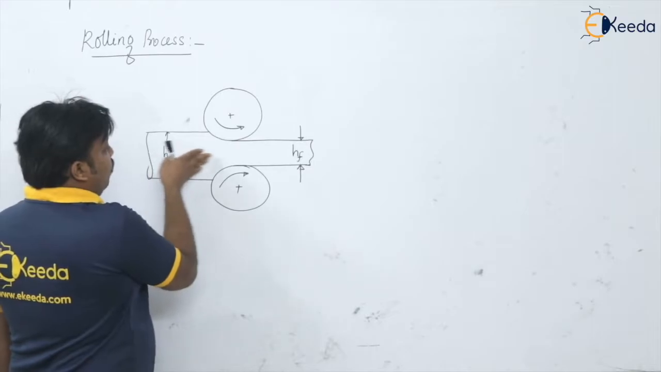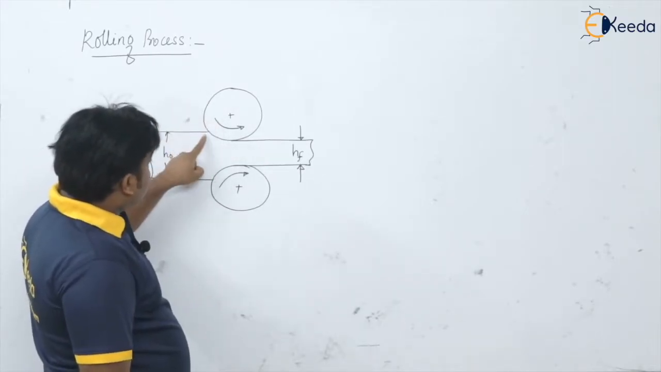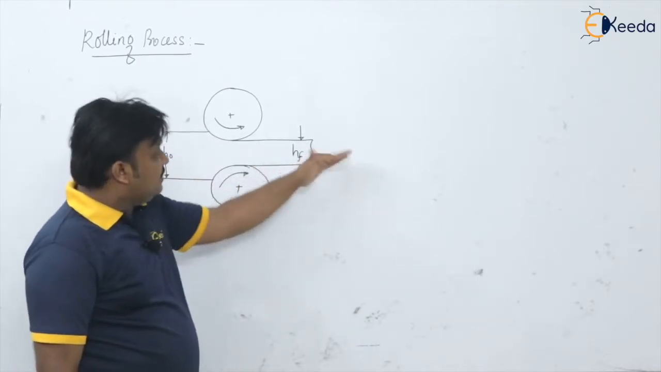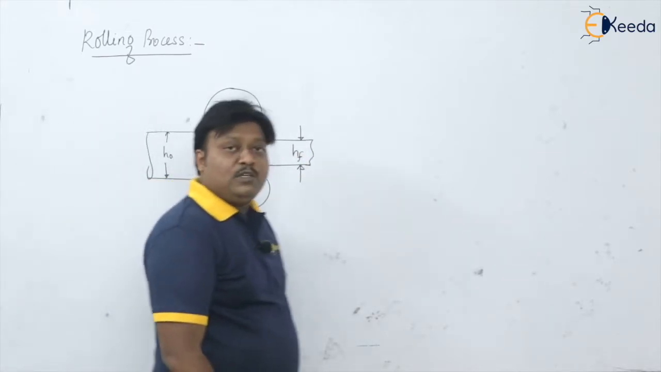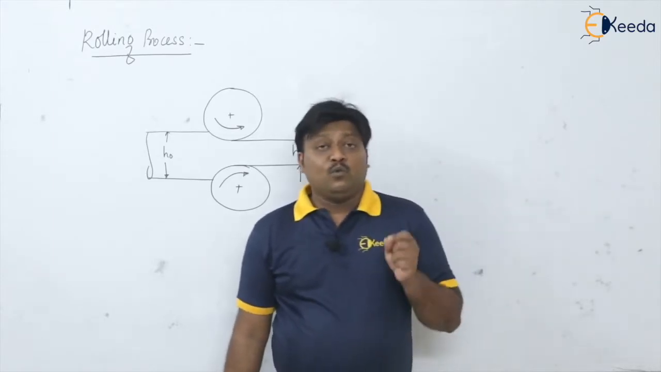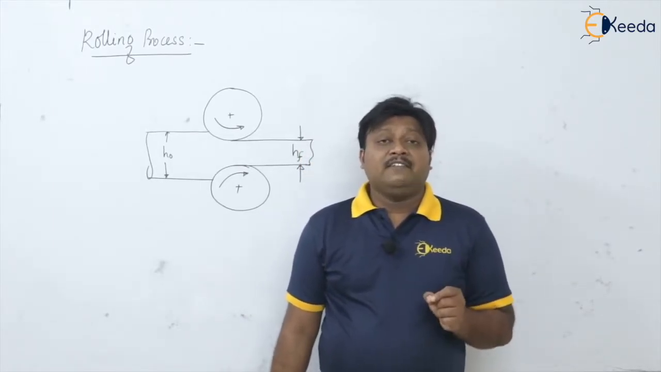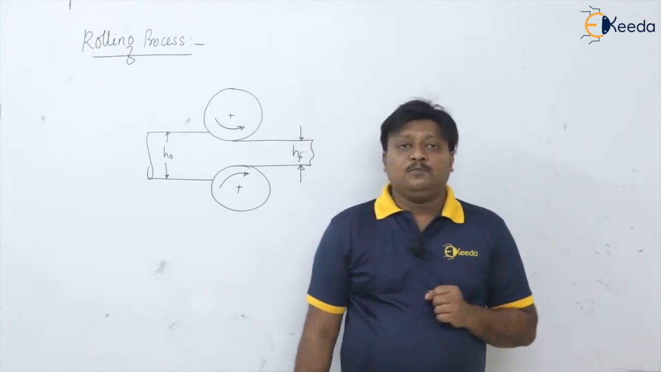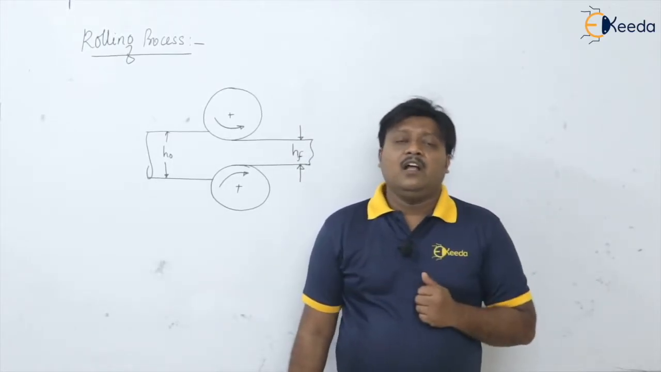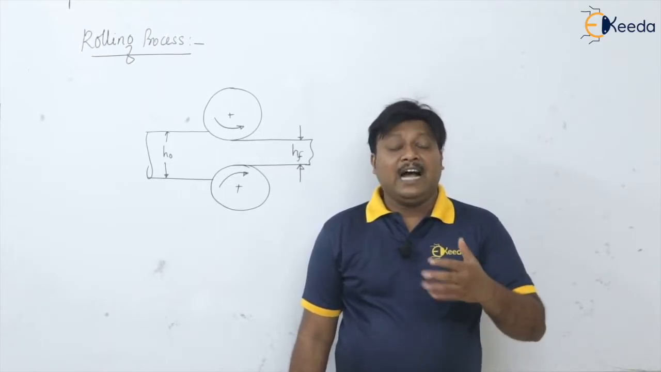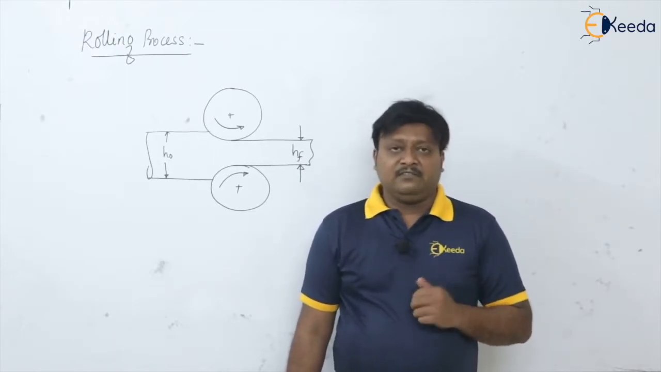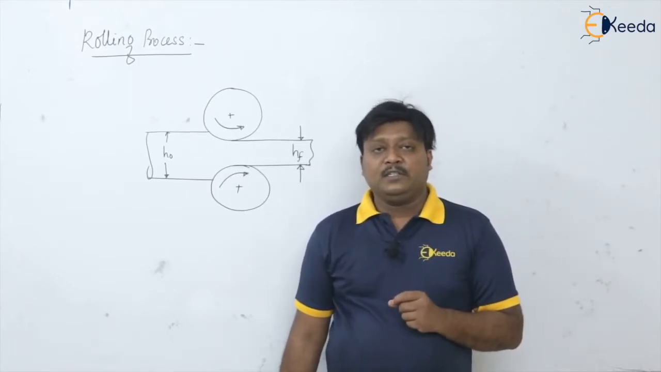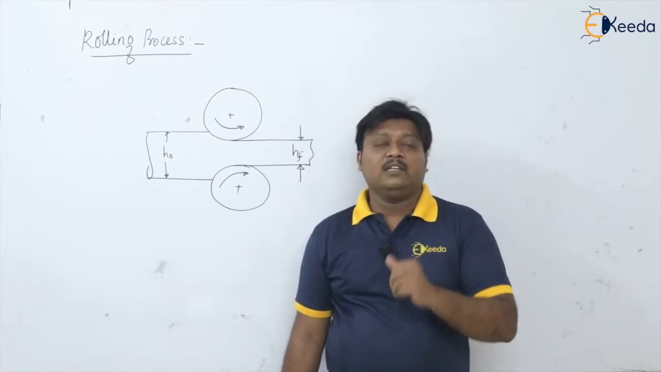The metal is compressed, and the material undergoes plastic deformation in the lengthwise direction. This is the rolling process. Rolling is one of the oldest metal forming processes, with very high productivity at low cost. That is why it is a very important process. We can produce different cross sections like T, L, I, and up to a certain extent some complex shapes. Very complex shapes we cannot get in the rolling operation. These are the simple shapes we are able to produce.